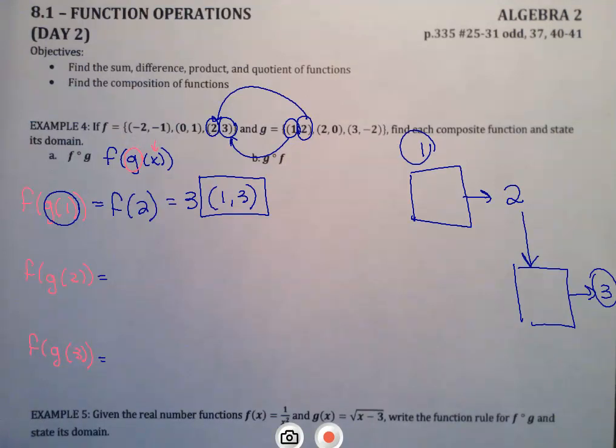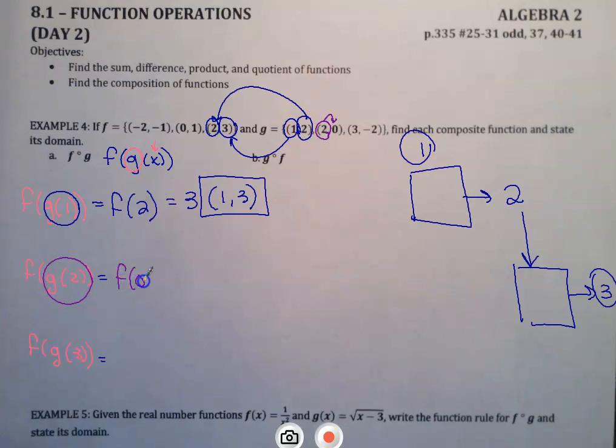Okay, so for the next one, we want the g when the x value is 2. So what's its y value when the x is 2? So we just jump next door.